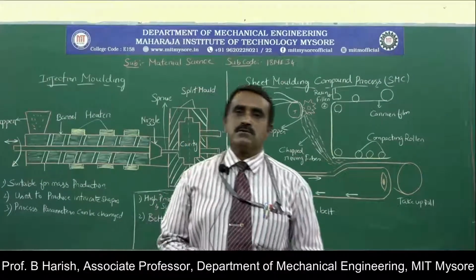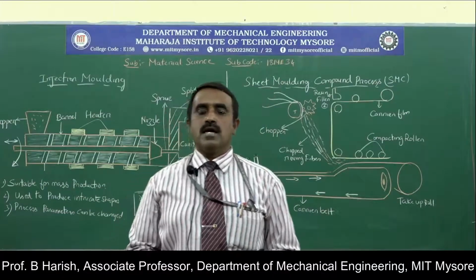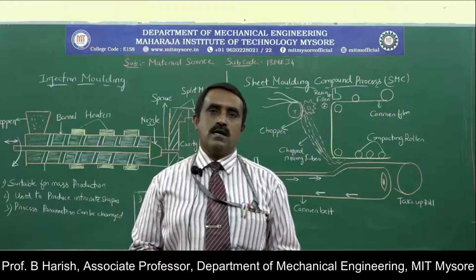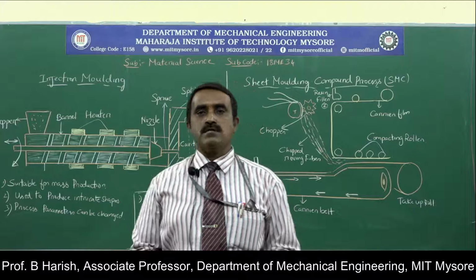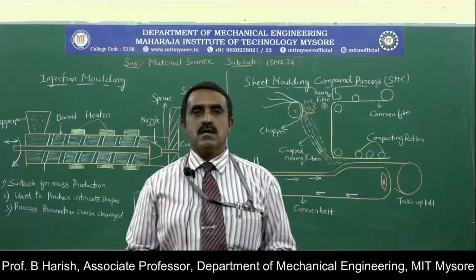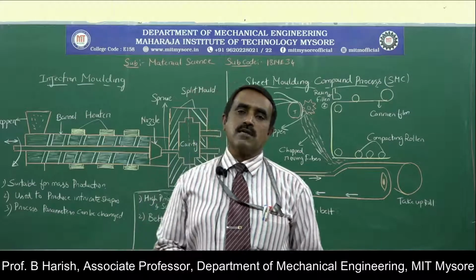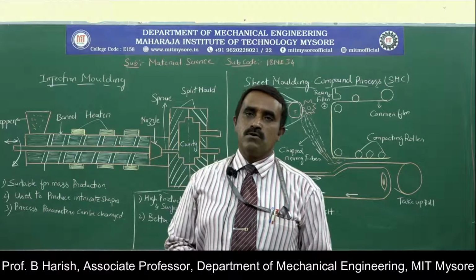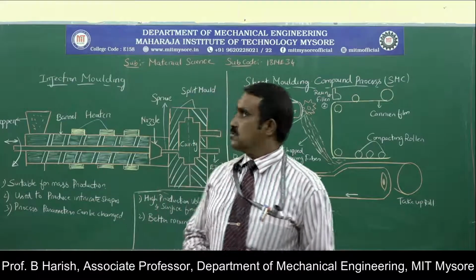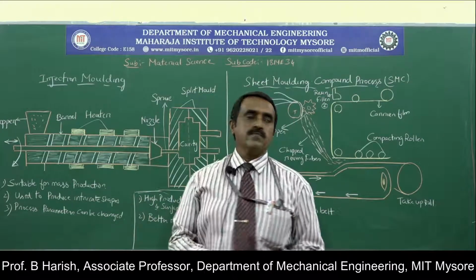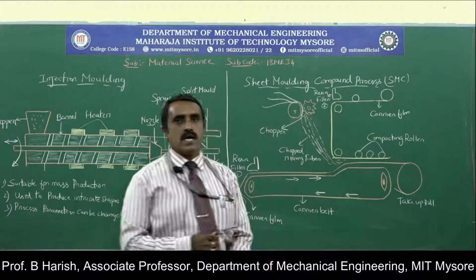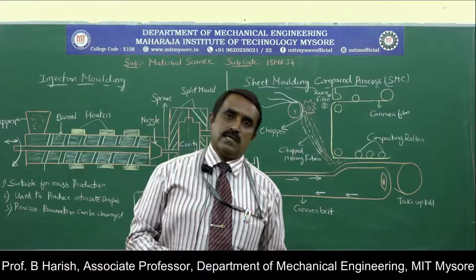Hello students. Today we will continue with the remaining types of production process of your composite material. We are discussing two types, open mold process and closed mold process, and we are discussing the closed mold process. Today we will discuss two different closed mold processes: one is the injection molding process and the second is the sheet molding compound process, in short called SMC.